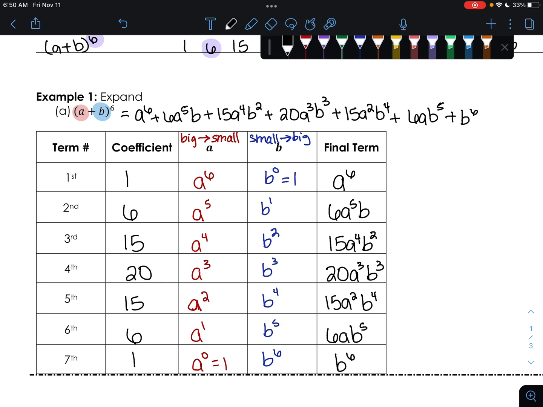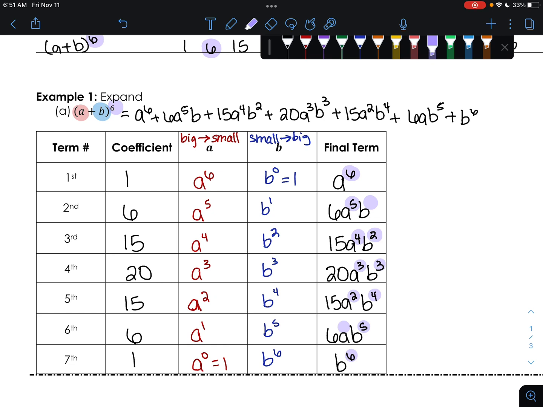A pattern you can notice is that my exponents always add up to 6. This one is 6; 5 and 1 is 6; 4 and 2 is 6; 3 and 3 is 6; 2 and 4 is 6; 1 and 5 is 6; and then 6. So every pair of exponents should add up to give you the exponent that's on the outside.